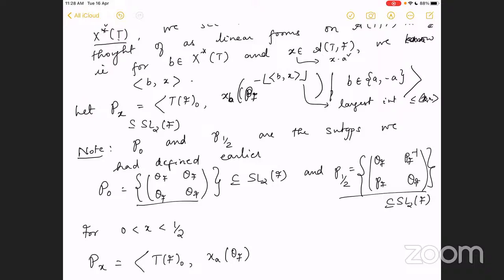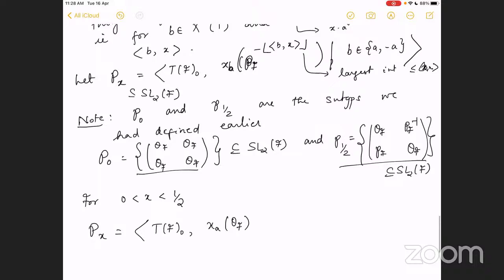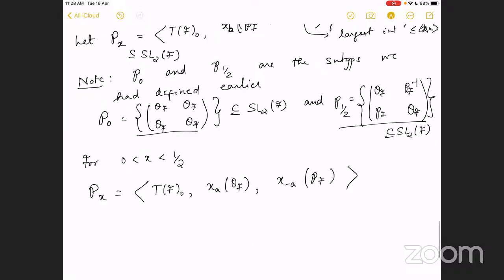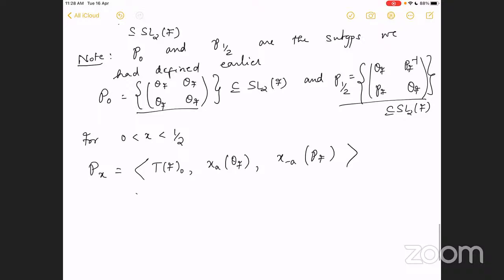P_{1/2} takes this form, and if I'm strictly between 0 and 1/2, then the filtration function is going to be 0. So I get x_A(O_F) here, and for the negative root I get P_F here. If I write it in matrix notation, this would be O_F, O_F, O_F, and P_F here. This is my subgroup, the set of all such matrices contained in SL2. Now it's actually contained in O_F itself.